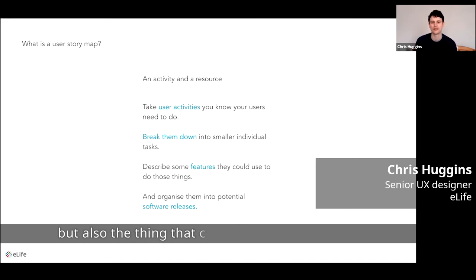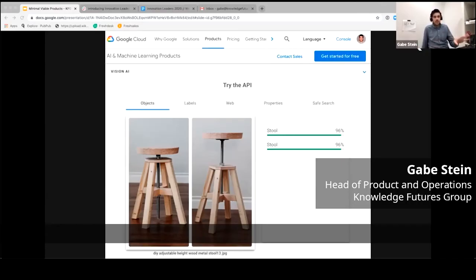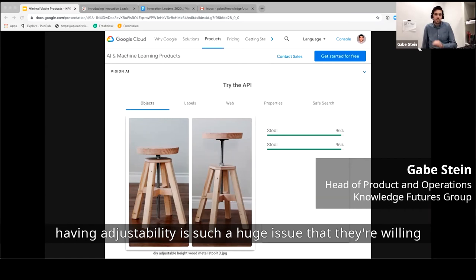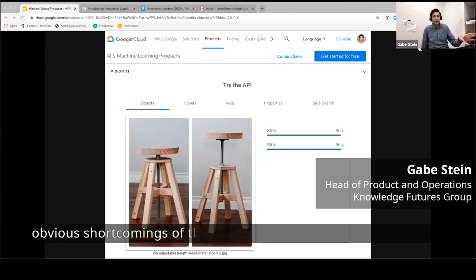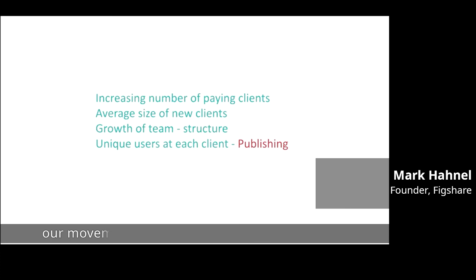Those hypotheses that carry a lot of risk but also a lot of potential value are going to be the ones that you want to build experiments to test first. What you're looking for here is, are there enough people for whom having adjustability is such a huge issue that they're willing to overcome and route around and get past all of the obvious shortcomings of this stool in order to get that adjustability? You can encourage people, you can incentivize people, but unless that number is growing, then our business, our movement in the space is not moving anything in the space.